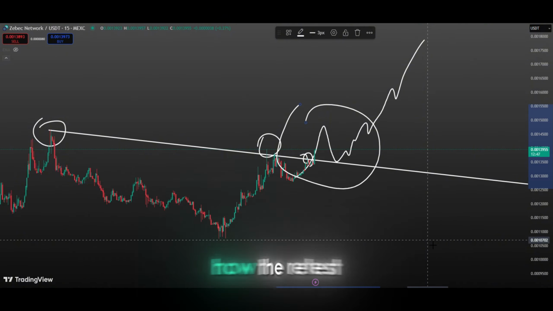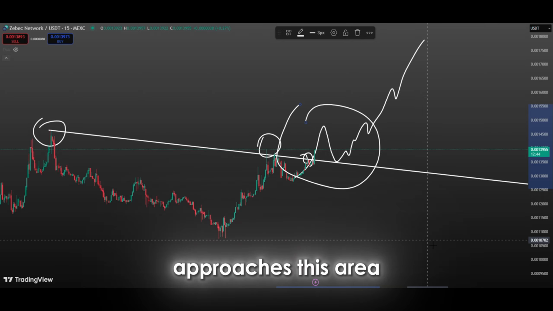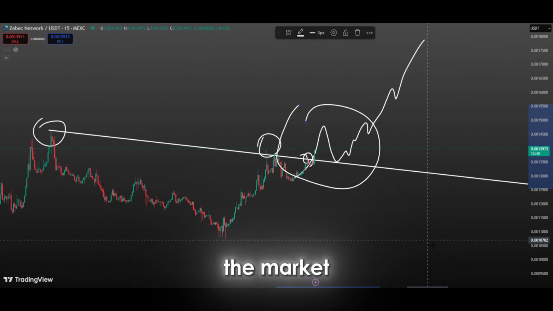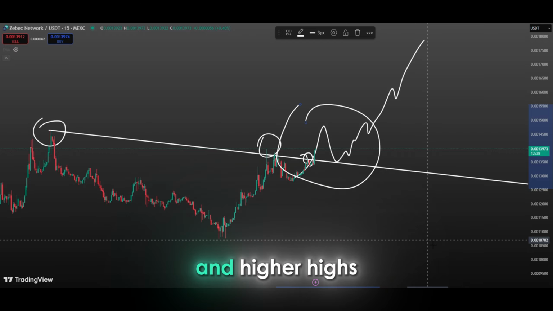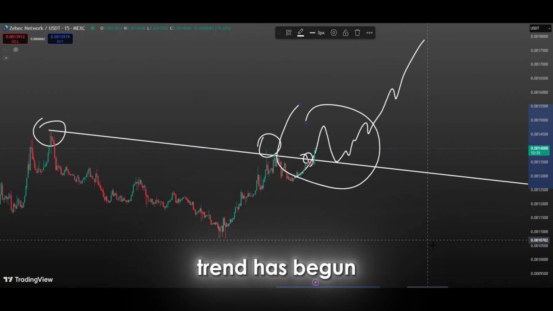Another point to consider is how the retest movement develops after the breakout. If the price approaches this area with low volume and then bounces sharply with a significant increase in volume, it indicates that buyers are re-entering the market. In addition, if the price starts forming higher lows and higher highs from this point on, it would be another technical sign that the uptrend has begun.